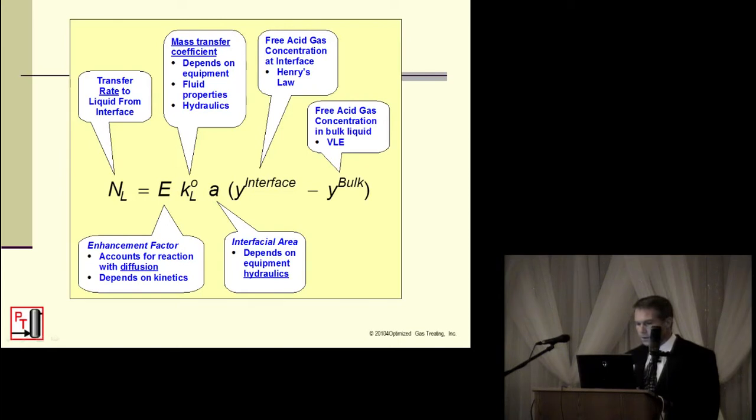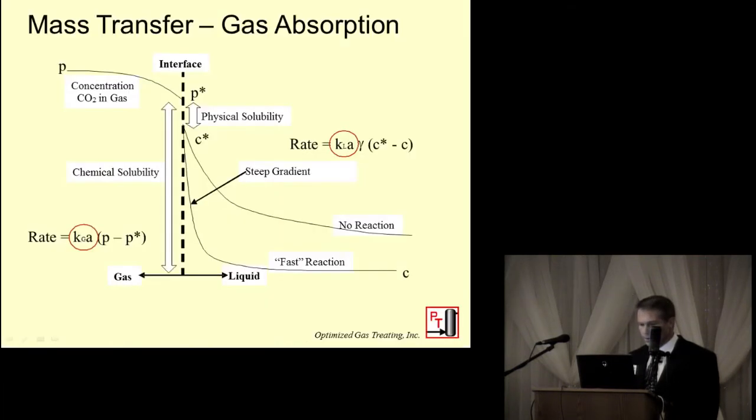We've touched a bit on the enhancement factor. In the other chart I showed you, it was called gamma. In this, I've changed the notation to E. And this has several meanings depending on whose model you may be running. What the enhancement factor represents, if we go back to our previous slide here, is the ratio of mass transfer rates that happen when you have reaction divided by when you don't have reaction. That's just the strict definition of it.